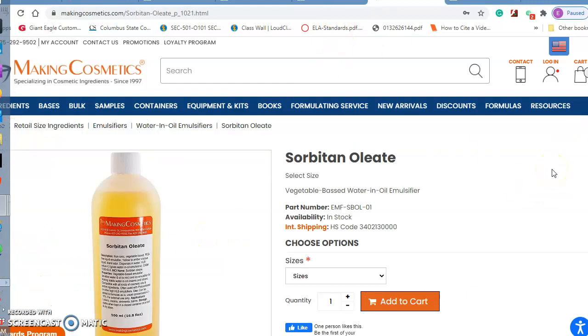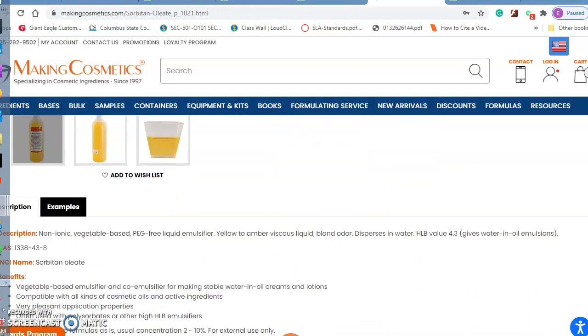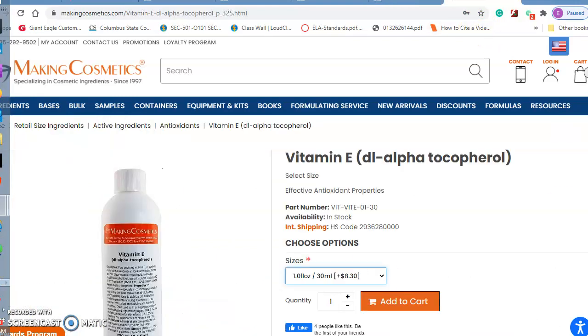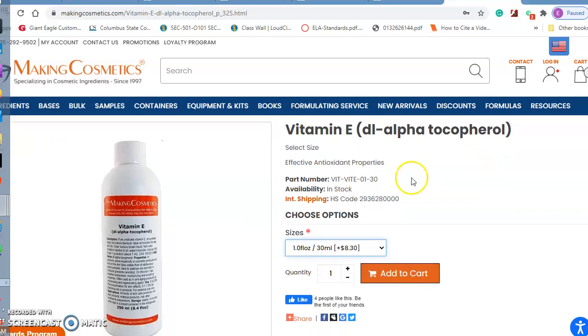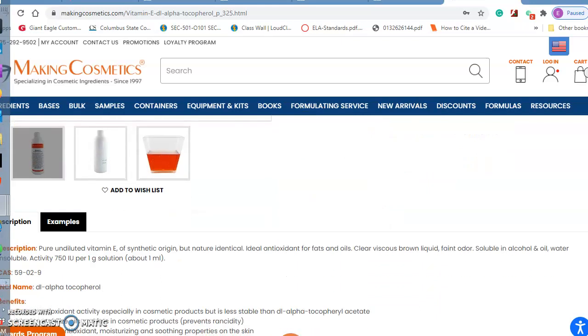We're also going to be using sorbitan oleate. Okay, this is a vegetable-based water and oil emulsifier. So it gives you that same information, and then we're going to be using vitamin E, the alpha tocopherol. This is very specific which vitamin E we're using, because this is not the acetate. Acetate means oil. So this one is not your regular vitamin E oil, because sometimes people use vitamin E oil. No, this is very specific. And this just has some antioxidant properties.